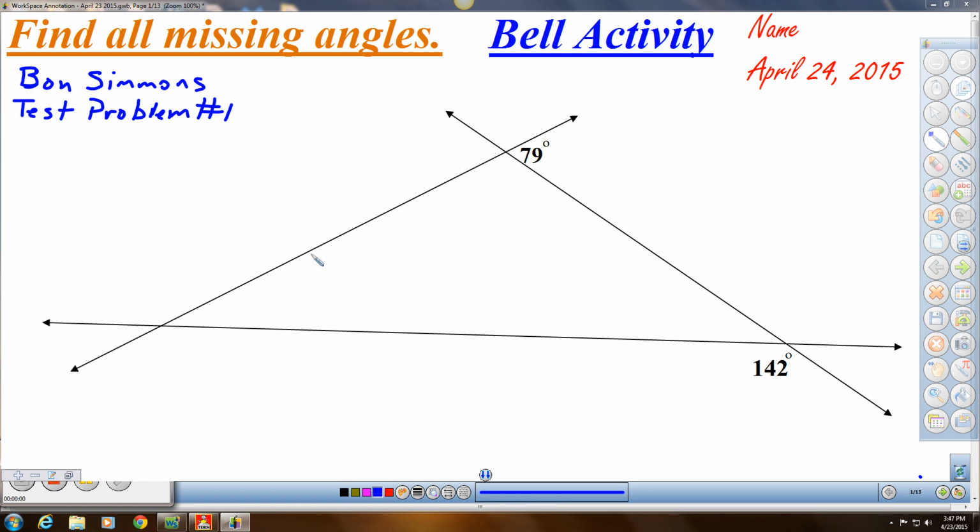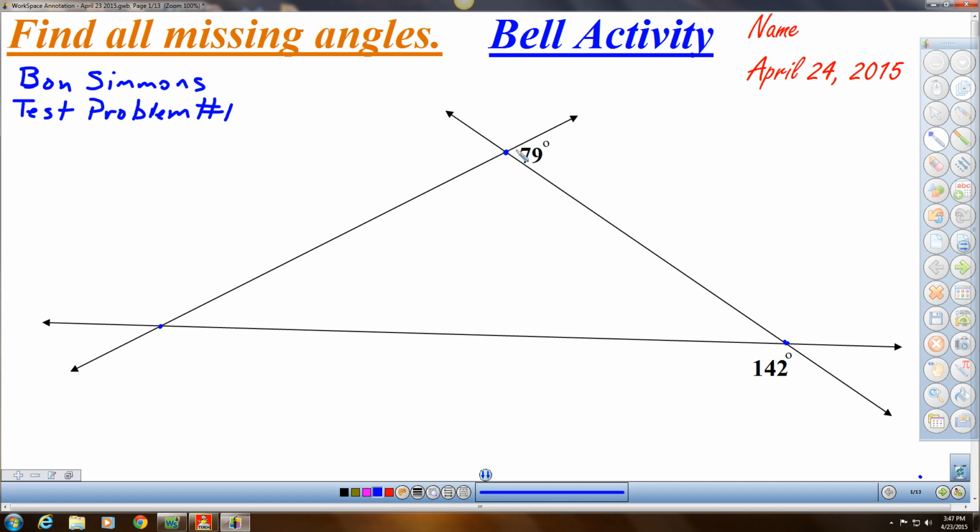With this, I have 3 different lines that cross, forming a triangle, and in this problem, I'm given 2 angles at different vertexes. And so a vertex is where the points cross. So here's a vertex, and here's a vertex. And every time that there's 2 lines crossing, it forms a vertex. It's that point where they cross.